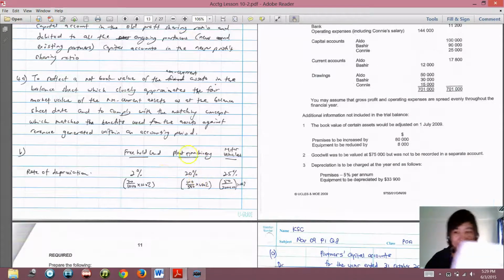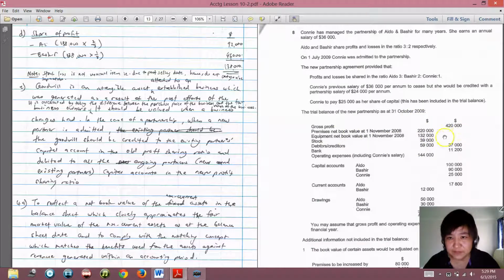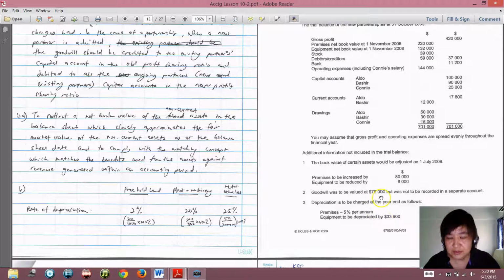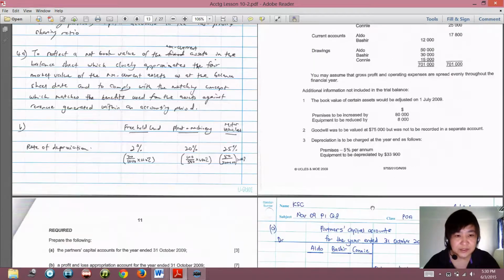Okay, so now have your question paper with you. We have the question paper here. We have gross profit, and then we have all these capital accounts, current accounts. Then here you have goodwill, then depreciation, and all these things.